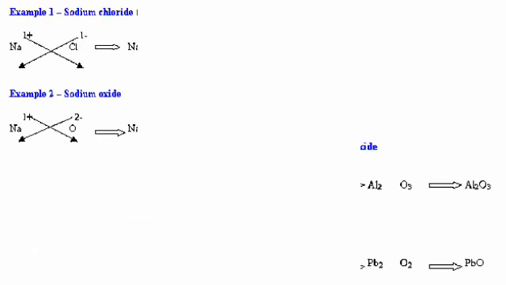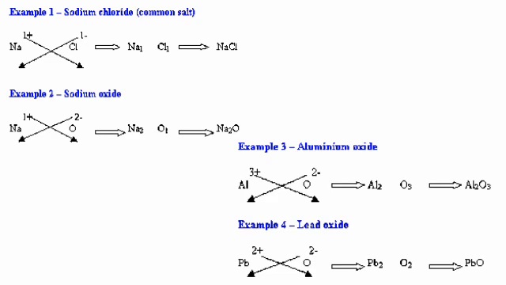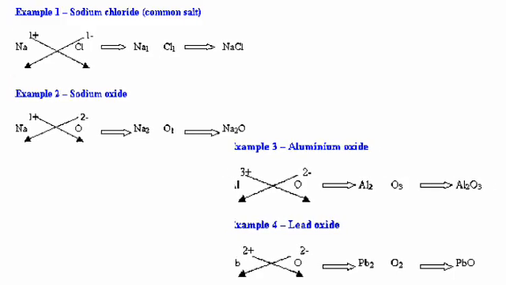When atoms of different elements combine with each other, they form a compound. Example, ammonia, water, etc. So here valency is used to tell how many atoms combine in a compound.